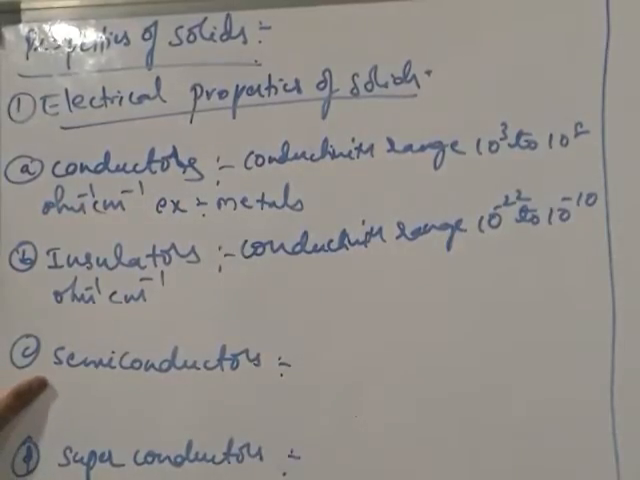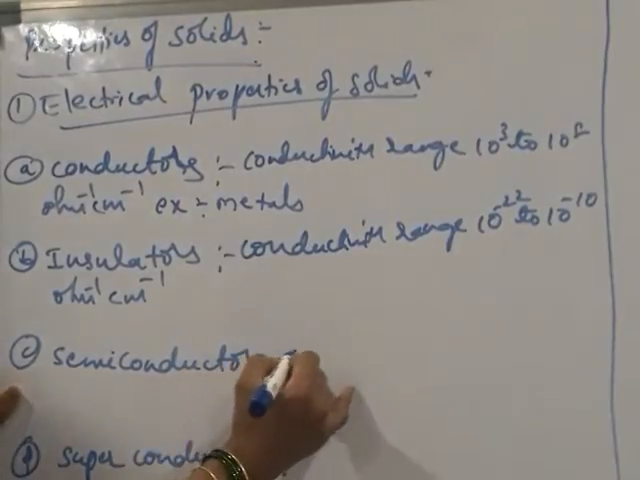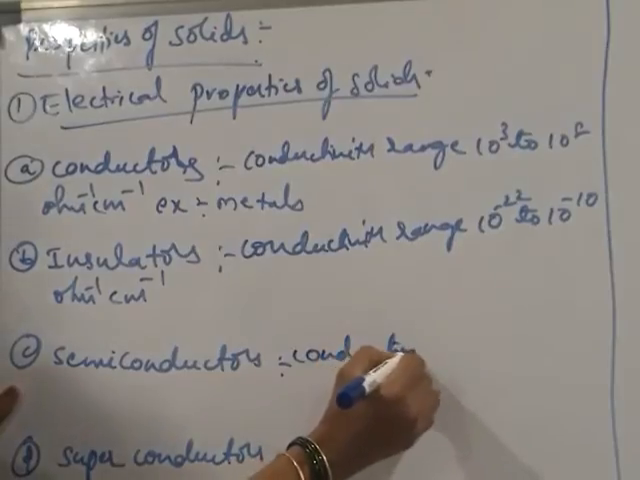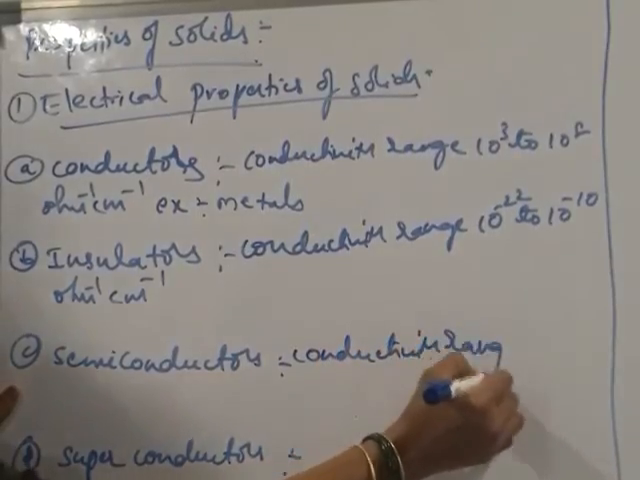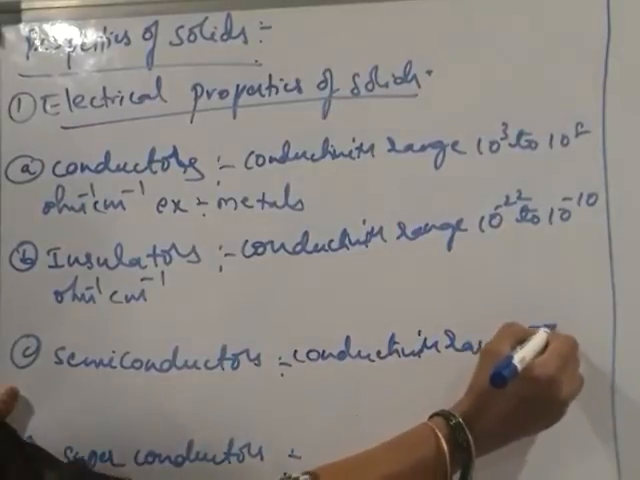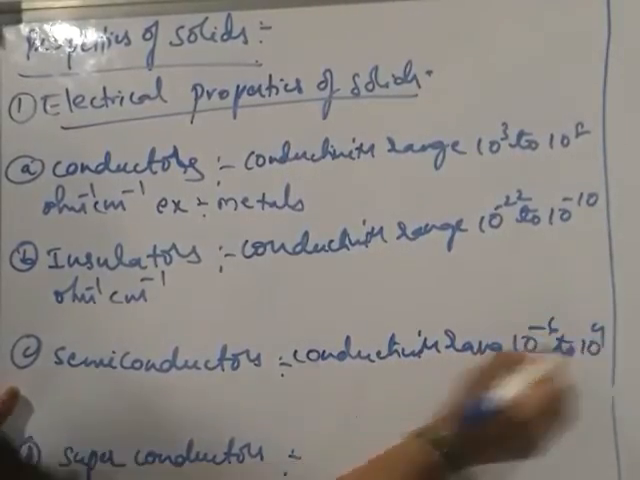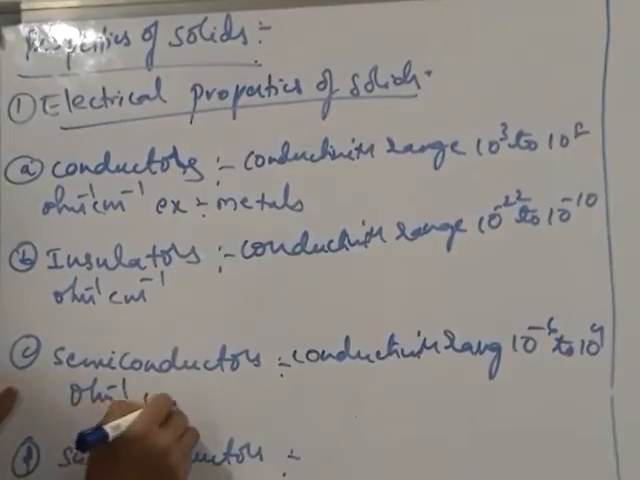Then coming to semiconductors. These are the type of solids which are in between conductors and insulators. In the case of semiconductors, the conductivity range is in between 10 to the power of minus 6 to 10 to the power 4 per ohm per centimeter.